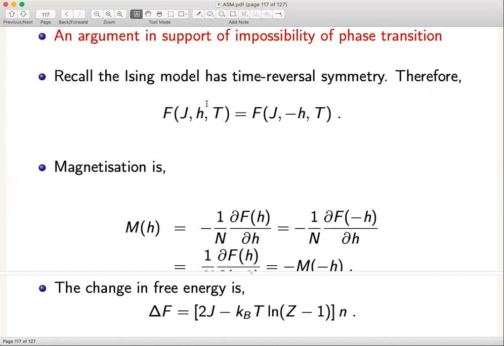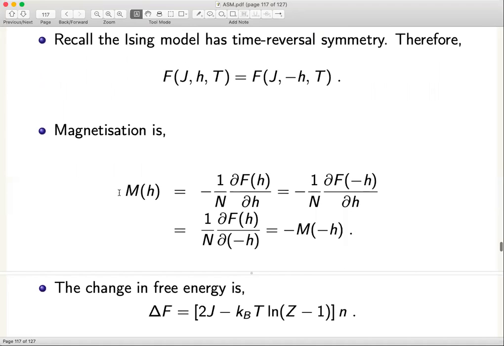So let's try to compute magnetization. The magnetization in the presence of external magnetic field would be computed by this formula, which is -1 over N del f by del h. But since the free energy is an even function of h, you could have written this equation as -1 over N del f by del h, but with f as a function of minus h. Since it's an even function, it doesn't matter. This statement is the same as that statement, right? Is it okay?